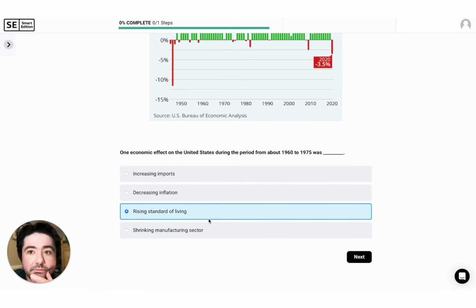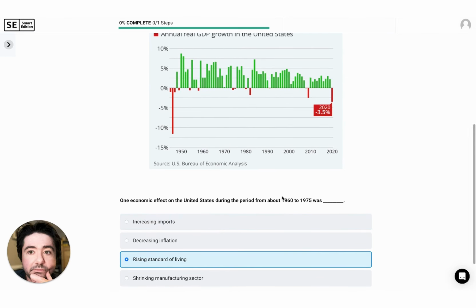The answer is C, a rising standard of living. If we look at this period, the question asks us 1960 to about 75, we see about every year is in the green. There was positive economic growth, sometimes over 5% economic growth. And when you have high economic growth, one direct effect is a rising standard of living. The country becomes richer, there's more economic opportunities, and people can afford to live in better homes, have another car, or have another child, and everyone's happy. At least that's the idea.